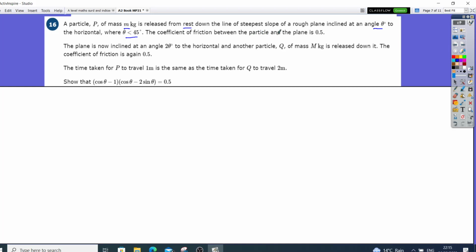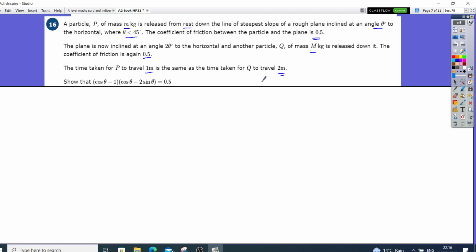The coefficient of friction between the particle and the plane is 0.5. The plane is now inclined at angle 2 theta to the horizontal, and another particle Q of mass m is released down. The coefficient of friction is 0.5. The time taken for P to travel 1 meter is the same as the time taken for Q to travel 2 meters.